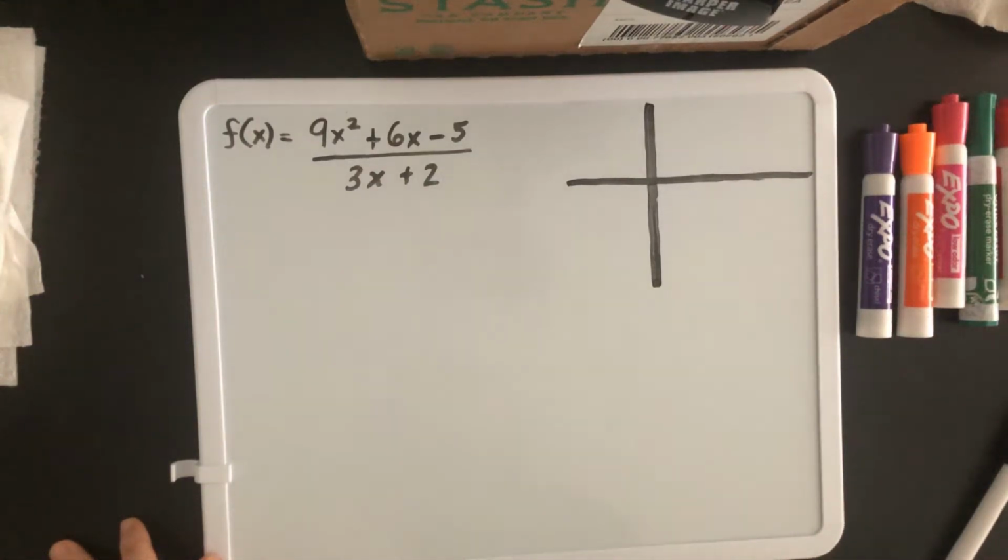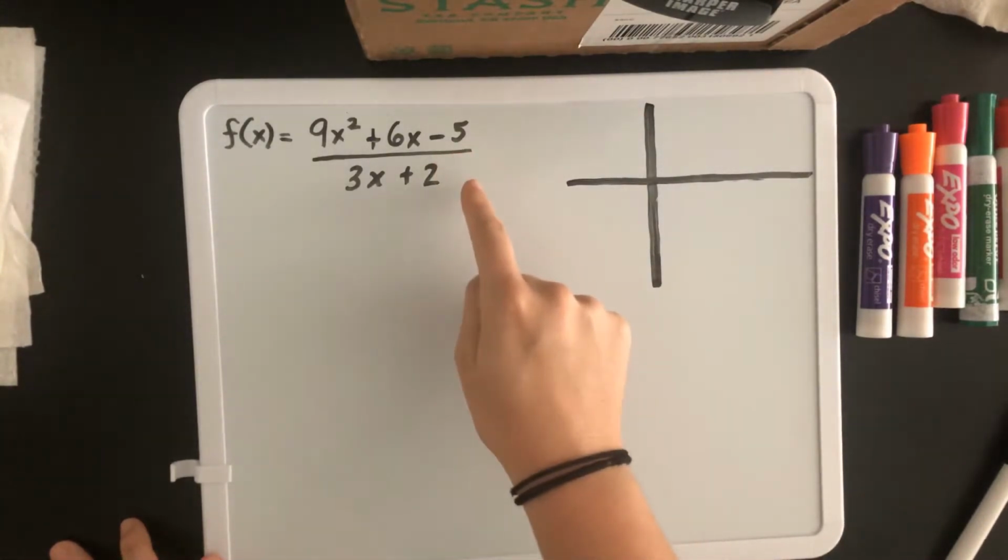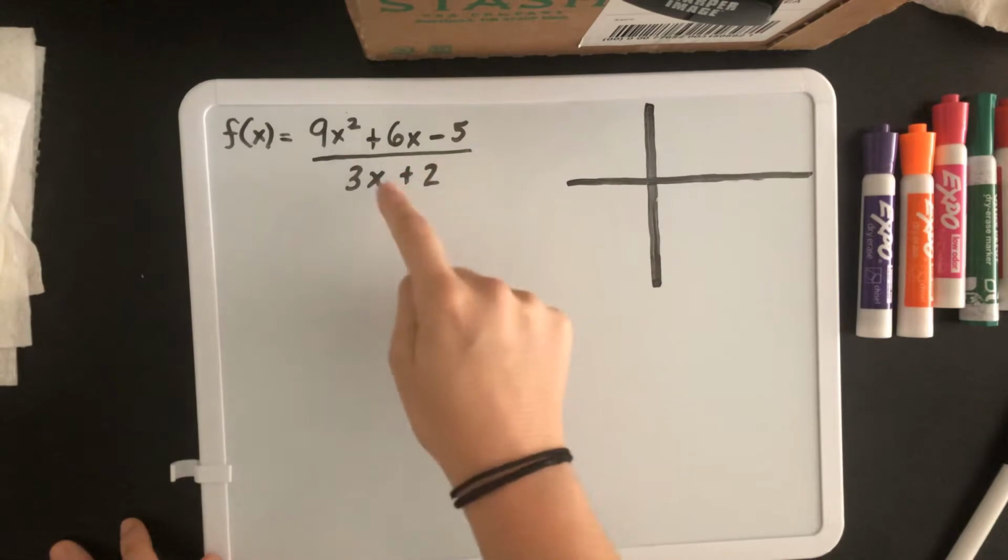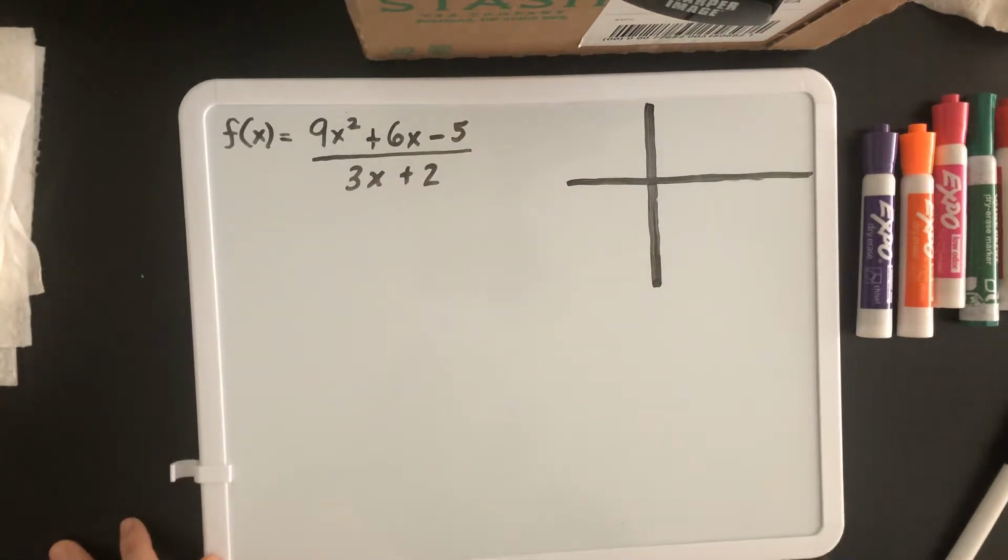Okay, so in this example from your homework, I'm going to show you how you could graph this rational function. Notice it is rational because it has a numerator and a denominator, and you have the variables all over the place, so it's not just a simple fraction. Now, in order to graph this rational function, remember there's some key things that we're on the lookout for.